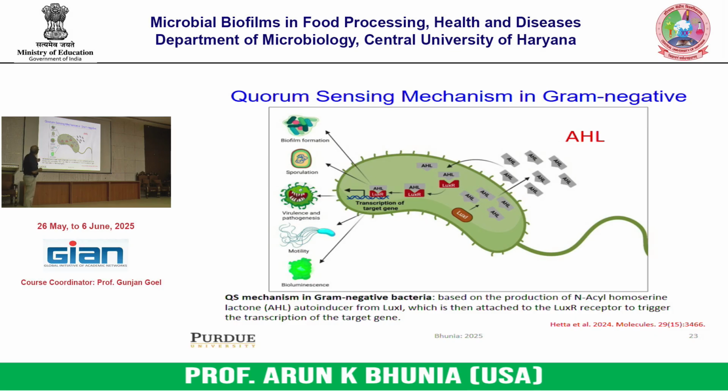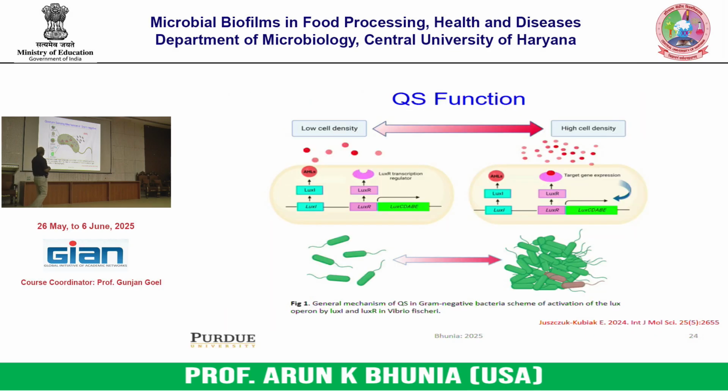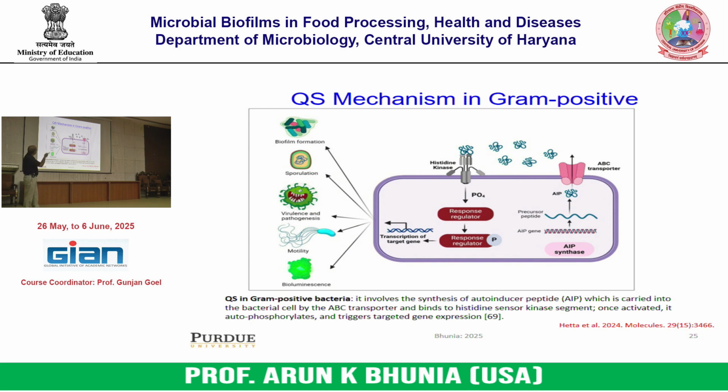That can lead to biofilm formation, sporulation, becoming pathogenic, they become motile, and also sometimes there will be bioluminescence, right? I think you heard that lecture on that day about Vibrio, and so they can be bioluminescent. So these are some of the functions of AHL. And we also learned that it's a cell density indicator, right? At low cell population, they are not going to make it. At high cell population, they are going to produce the quorum sensing molecule.